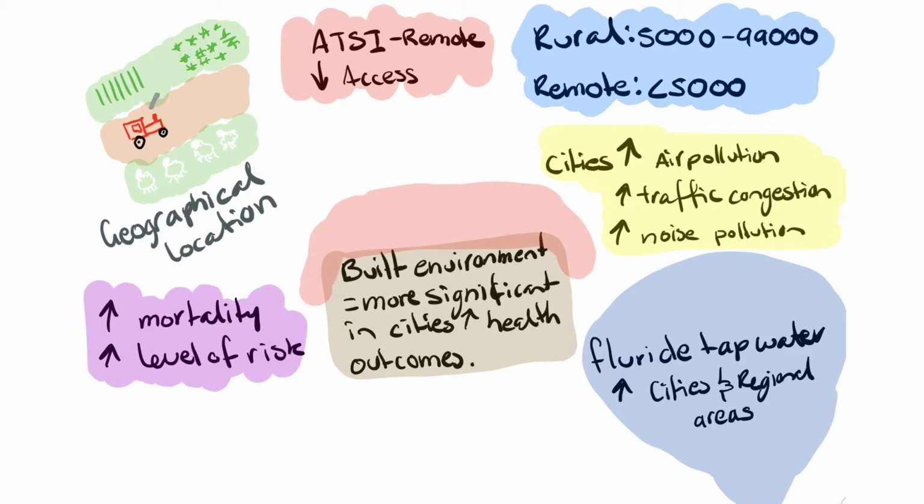And then one other thing that is generally higher in the cities and regional areas is this concept of fluoride tap water. So fluoride tap water has been identified to have far better benefits for people than drinking just straight water. And so generally with people living in city and regional areas, their water is treated with fluoride before they get to consume it. And so obviously that then has links to better health outcomes. So for people living in rural and remote areas, it's not necessarily always the case that their water has been treated with fluoride.